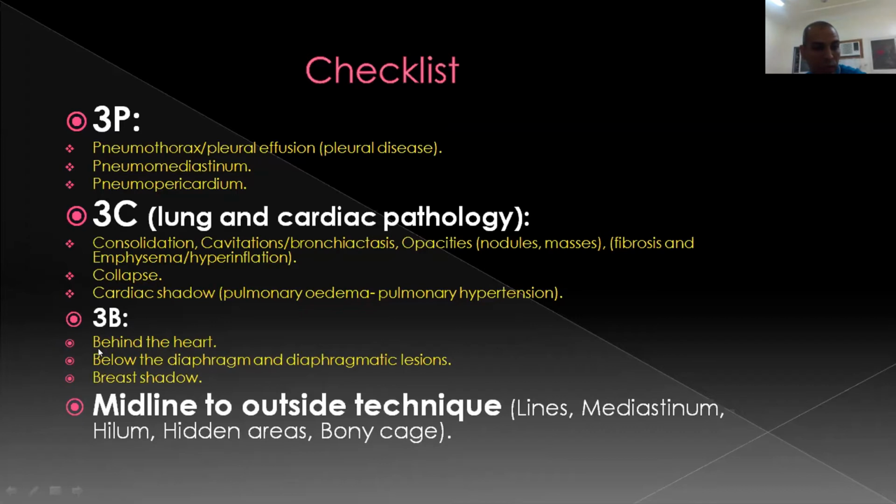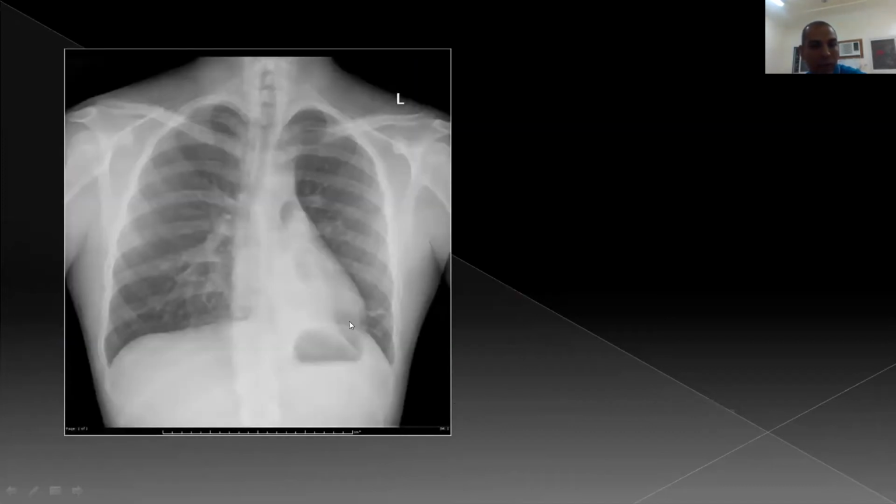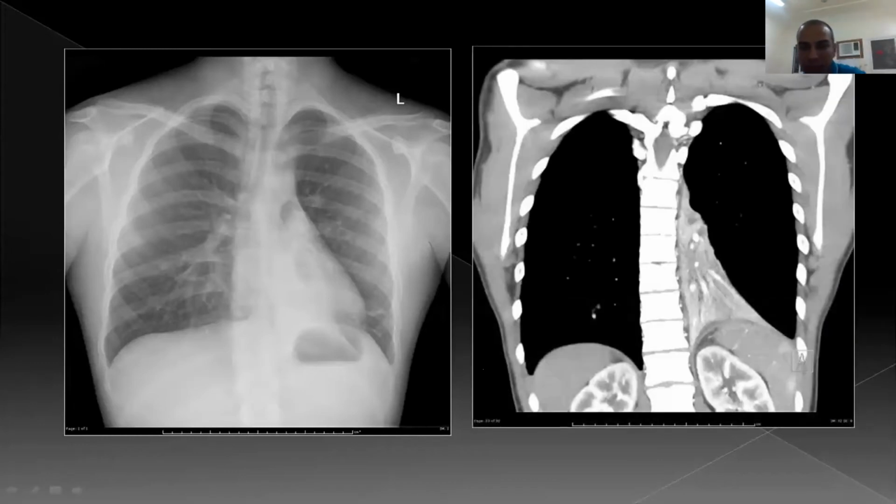3B: behind the heart, below the diaphragm, and the breast shadow. We will go to behind the heart here. We saw something like this before. This is a cardiac shadow. You should see here there is something more dense overlapping the cardiac shadow. This cardiac shadow is not homogeneous. This part is less dense and this part is more dense. So there is something wrong. This is a classic case of what we said before, left lower lobe collapse, something like this.